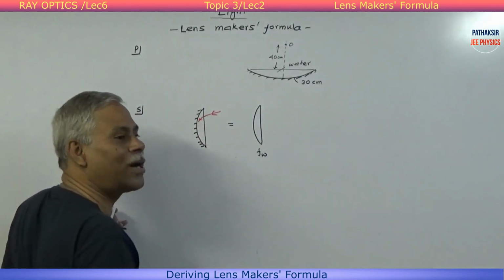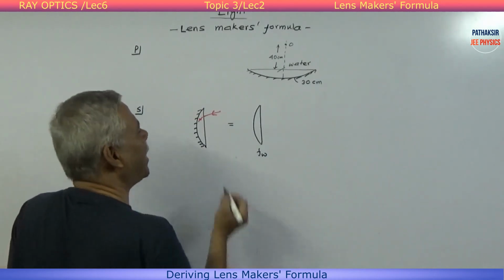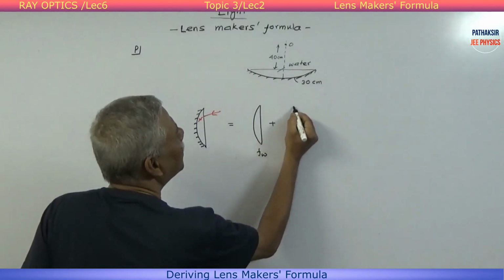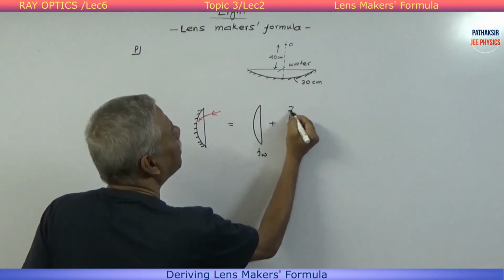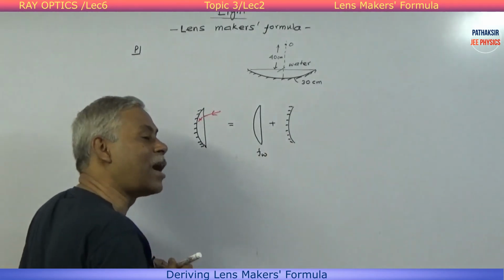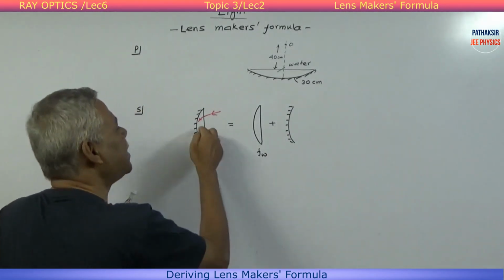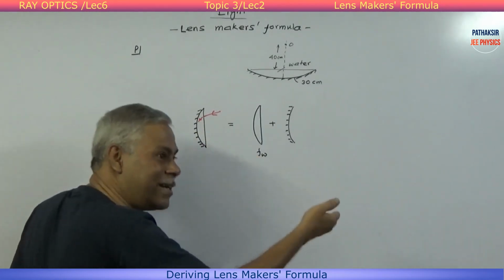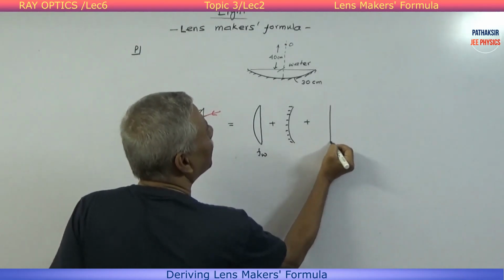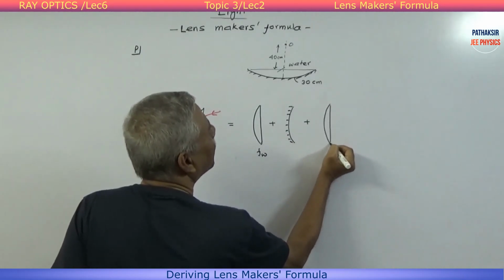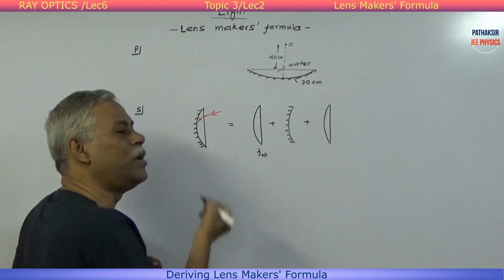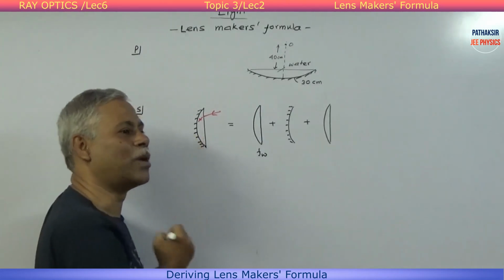Then it will fall on the mirror. That means the mirror is being used once, so we will draw the mirror. Then the ray will come out again. That means this lens is being used for the second time, so one more. For each use, we will use the lens or mirror once.